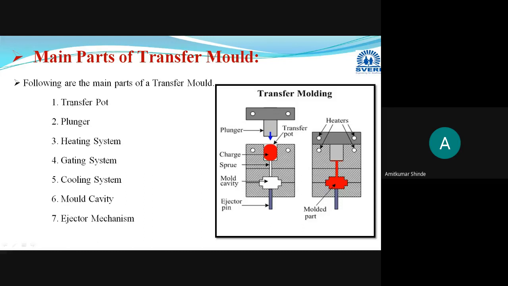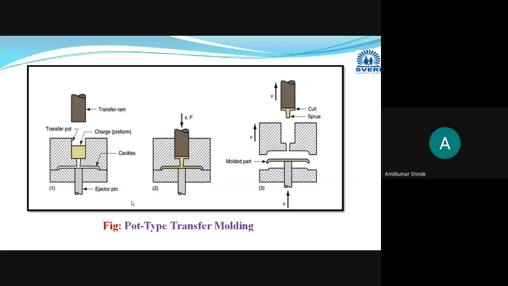So these are the seven important or main parts present in the transfer mold. This is the design of the transfer mold, its main parts and their functions. We have discussed the transfer pot or shooting cylinder, then plunger, heating system, gating system, cooling system, mold cavity and ejector mechanism. These are the main parts of the transfer mold. Then we will move towards the classification of the transfer molding process. Now this is the first type of transfer molding process, the pot type transfer molding process.